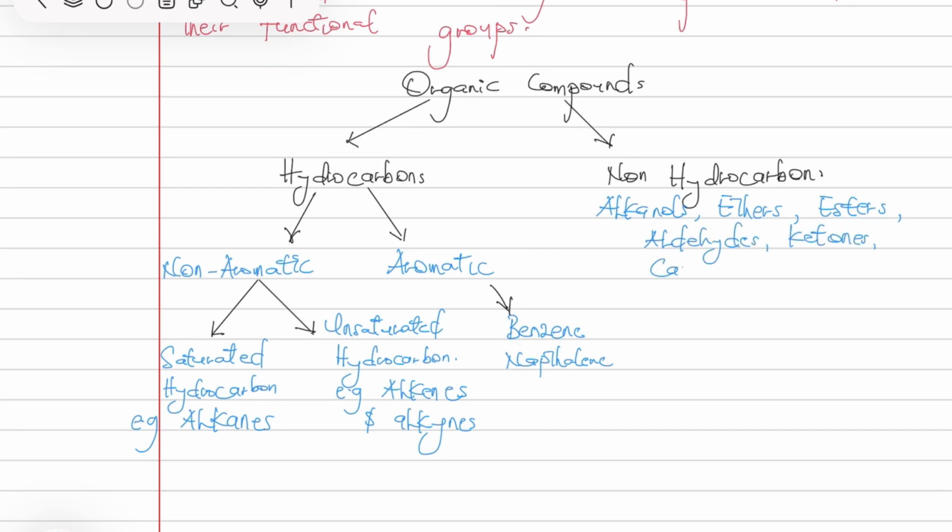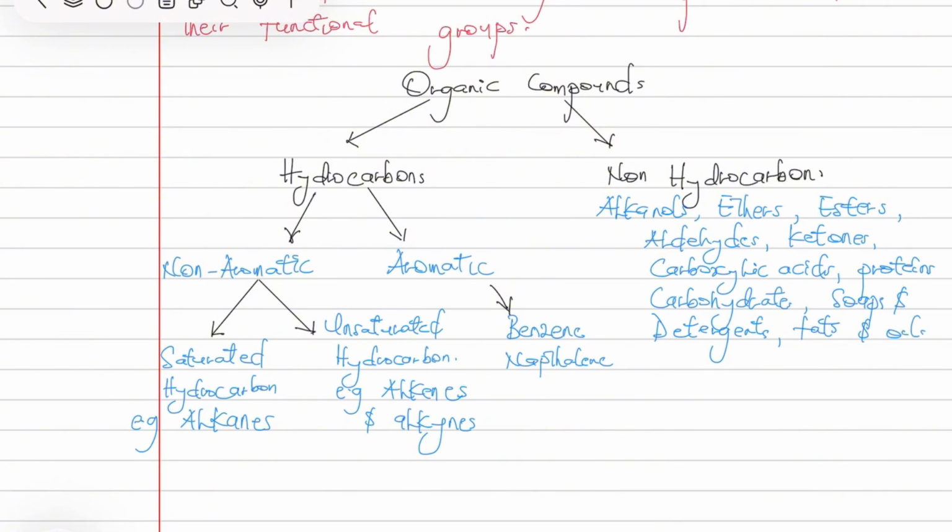ketones, the carboxylic acids, proteins, carbohydrates, soaps and detergents, fats and oils, and polymers, etc. So, this is the basis for the classification of organic compounds. Every organic compound must fall under these categories of hydrocarbons and non-hydrocarbons.